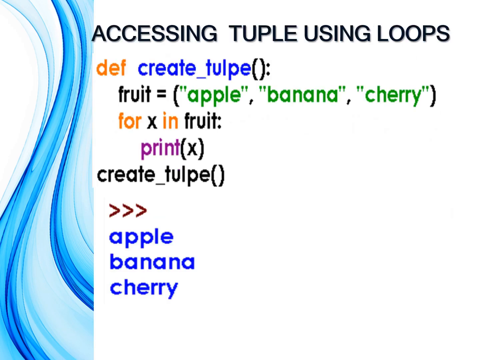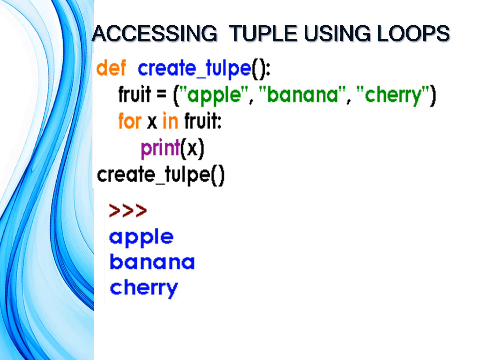We can also access the elements present inside the tuple using a for loop. Here we have a keyword def that is used to define a function, and it is placed before a function name provided by the user to create a user defined function. And the tuple fruit contains 3 elements in it, and to iterate and print the elements present inside the tuple, we have used the for loop.